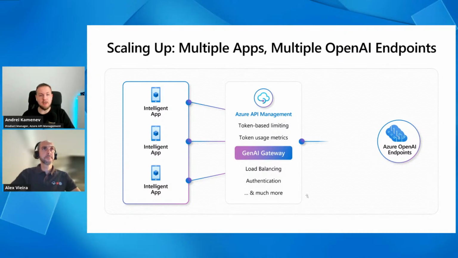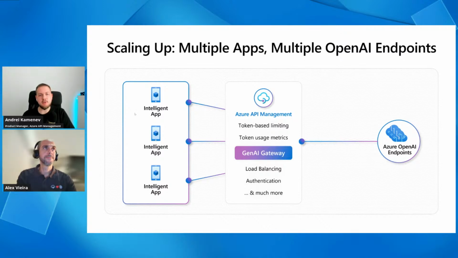Or how can I make sure that one application doesn't consume the whole quota, leaving other applications with no option to use LLM models and basically breaking the user experience for other applications? When you use Azure OpenAI, you have a single API key for your endpoint. How can I make sure that this key is securely distributed across multiple applications or multiple teams? Should I even use an API key in that case?